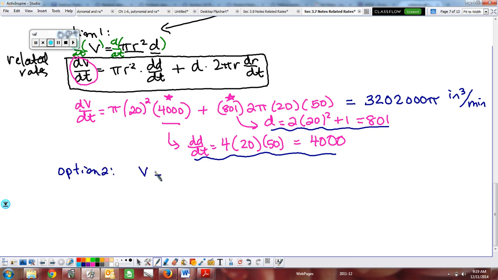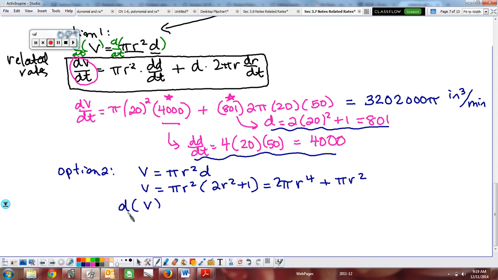Option 2 is to take our formula, V equals pi r squared d, and we're going to substitute. We're going to eliminate one of the variables. So we're going to substitute in for this d, pi r squared times our 2r squared plus 1. Then I'm going to simplify a little bit because I think it'd make it easier. I don't want to use product rule. I'm going to make it 2 pi r to the 4th, just distributing, plus my pi r squared. So now I just have to do power rule.